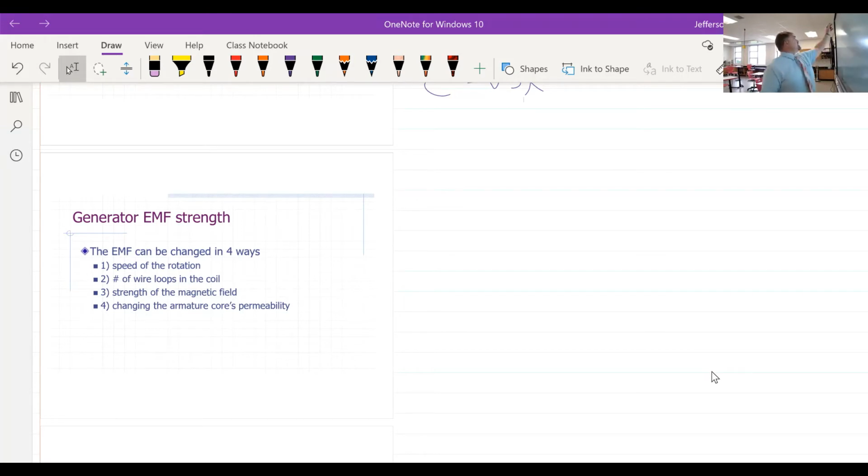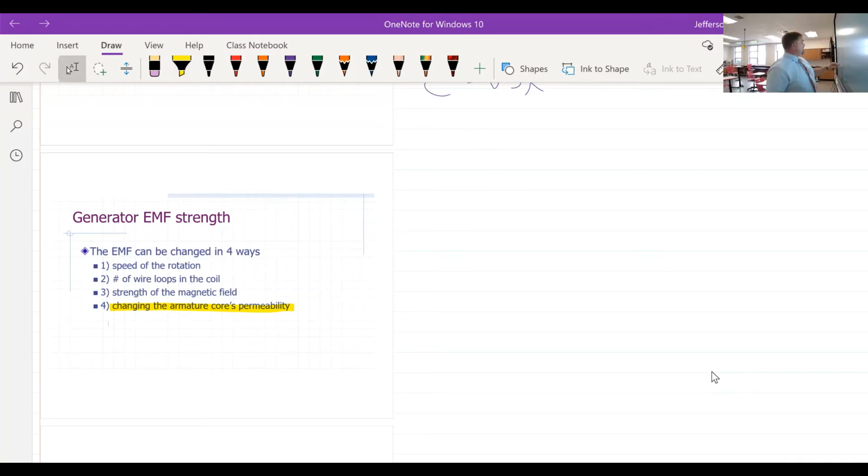And lastly, this is something new that we didn't talk about in our diagram. But remember when we played around with the electromagnets, we said that the core of the electromagnet concentrated those magnetic field lines. Well, if you concentrate them, you can fit more into a little space, and therefore more lines will be cut. And so this is something that we can change: the armature core's permeability, how much it compresses and combines those magnetic field lines.